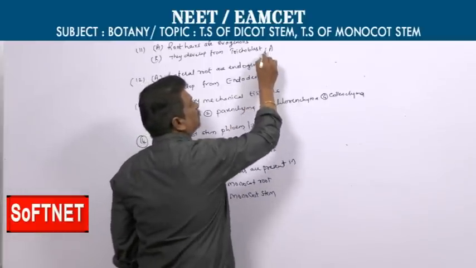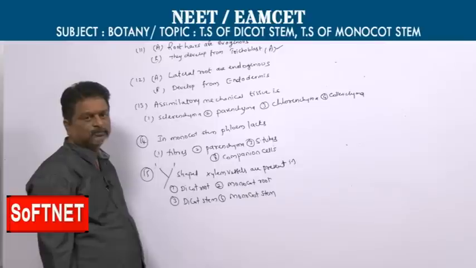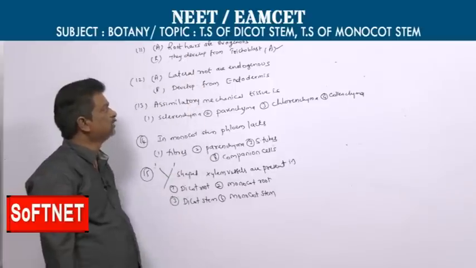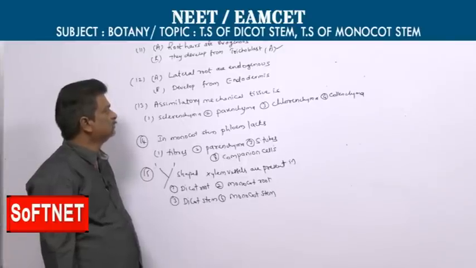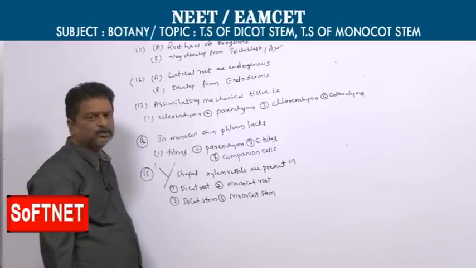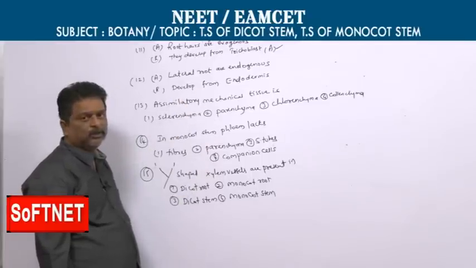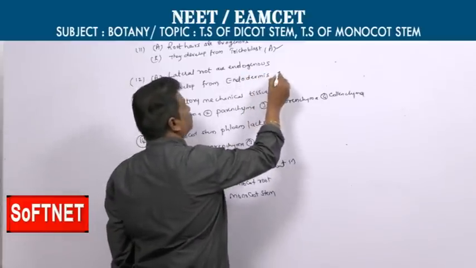So, the answer is A. The next one: lateral roots are endogenous, right? Generally, parts of root are endogenous; the exception is root hairs, which are exogenous. Here, parts of root are endogenous, so lateral roots are endogenous, correct. Reason: they develop from endodermis. Wrong answer. Why? Lateral roots develop from pericycle, not endodermis. So the assertion is right, the reason is wrong.